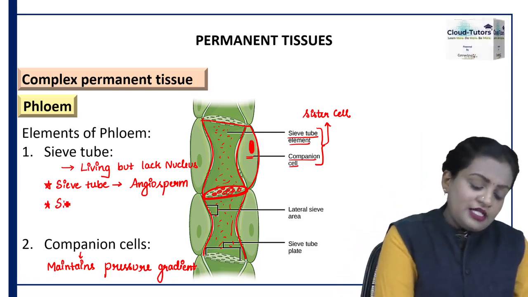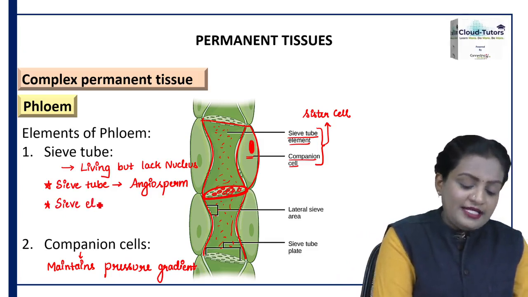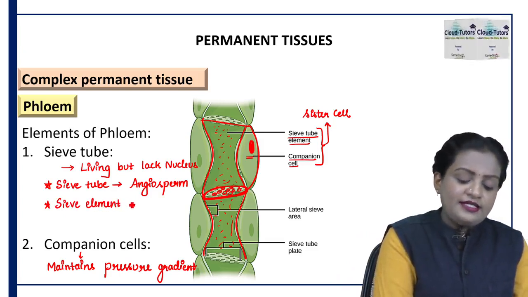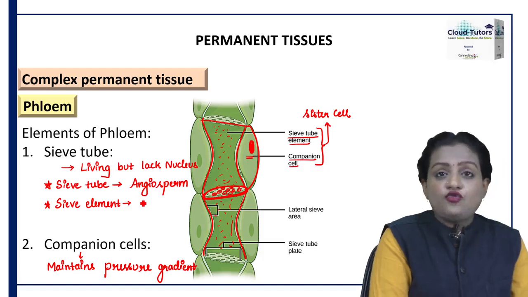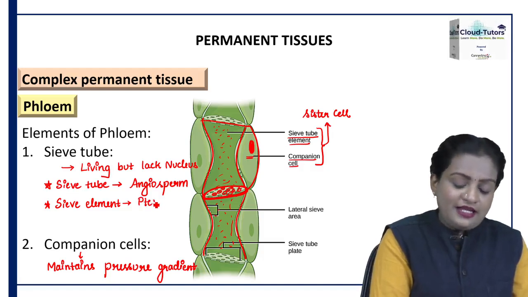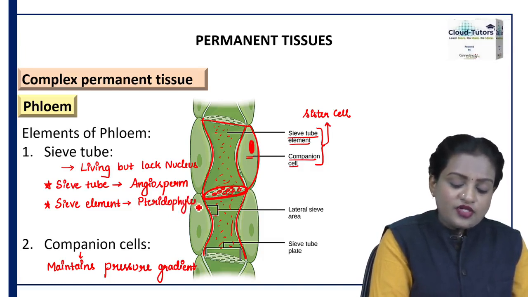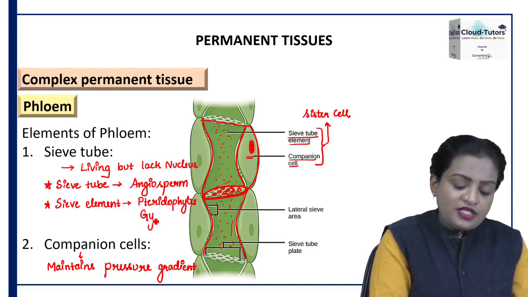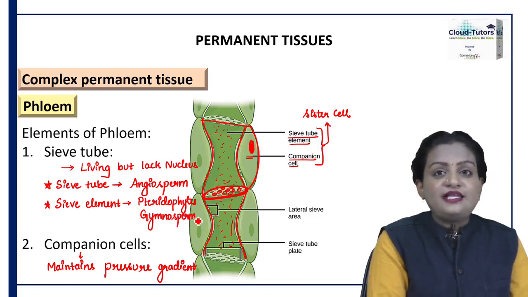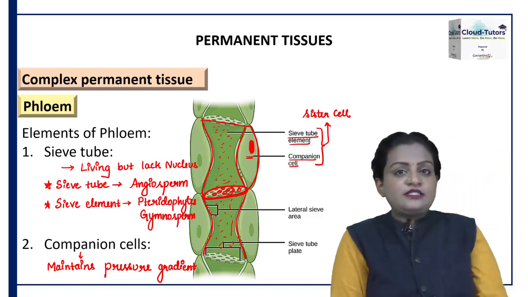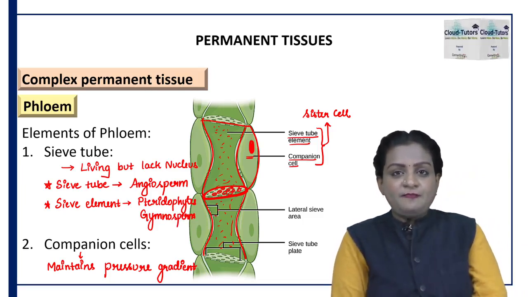So in other lower organisms like pteridophytes and gymnosperms, we can only see the sieve element, which is very haphazardly arranged and not very structured. So pteridophytes and gymnosperms have sieve element, not sieve tube. This is the first difference between the vascular plants.